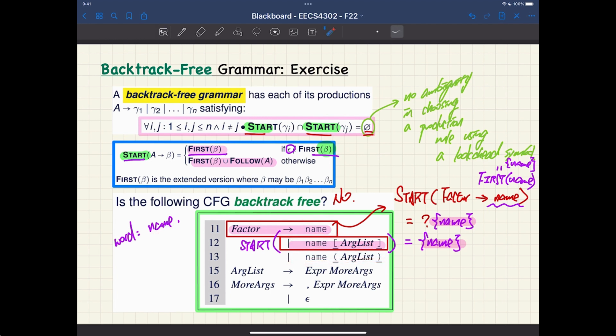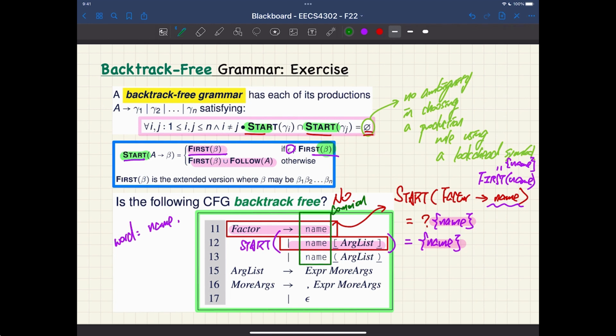And for this particular non-backtrack-free grammar, we have the so-called common prefix. So we can fix that quite easily. So this guy over here is the so-called common prefix.